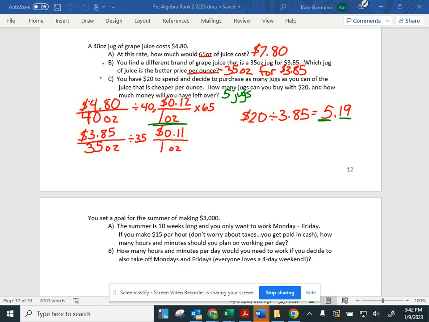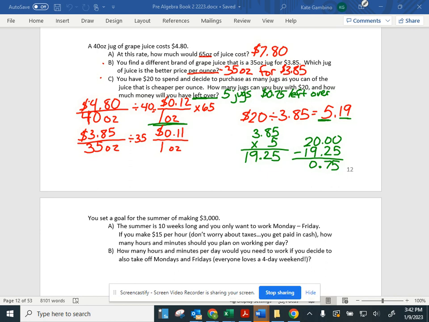So I'm going to take my $3.85 and I'm going to multiply it by those 5 jugs that I'm going to buy. And that gives me 19.25. So to buy 5 jugs, I'm going to spend $19.25. But I need to know how much money is going to be left over. So I'm going to take my $20, I'm going to subtract out my $19.25, and I am left with 75 cents. So I have 75 cents left over.